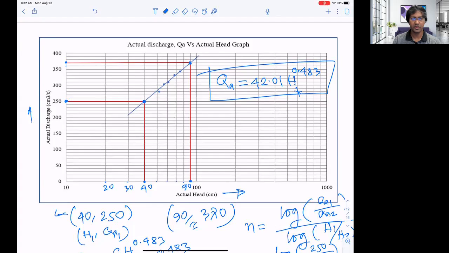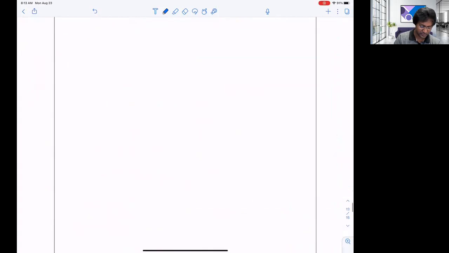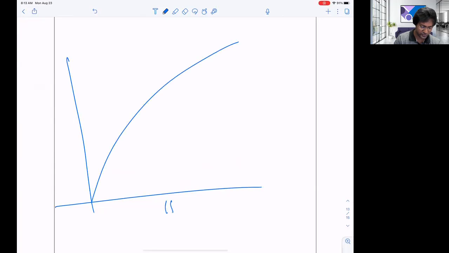But you don't need to calculate every time. Other than calculating this value using a calculator, you can use different values of actual head, like 5, 10, 20 or even 100, and then we'll get the actual flow values. Then you can plot them on normal graph paper, H here and QA there.